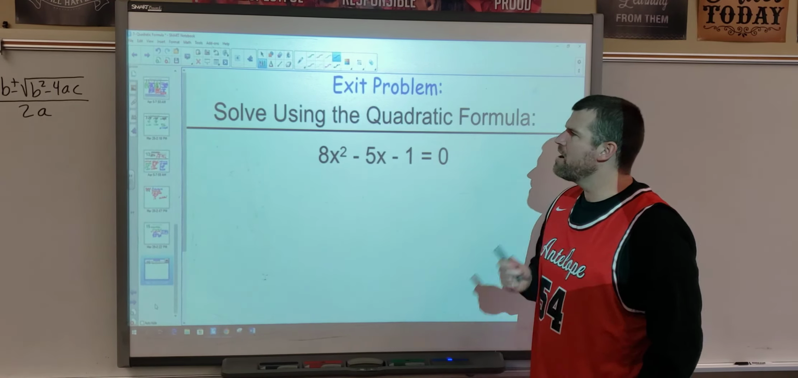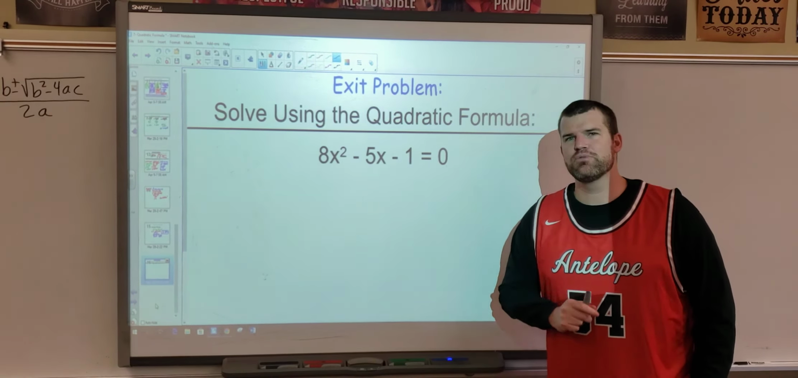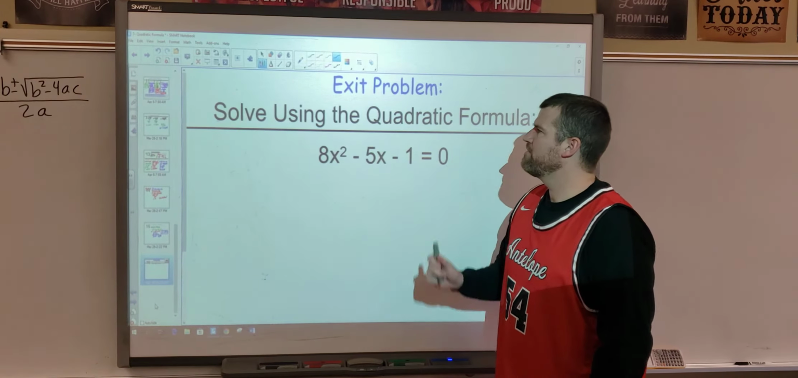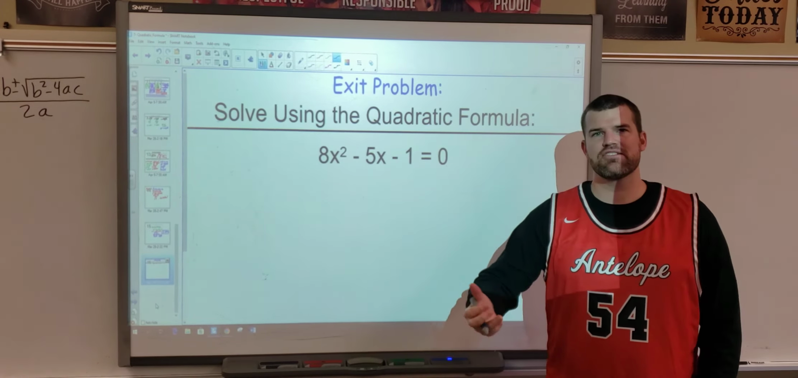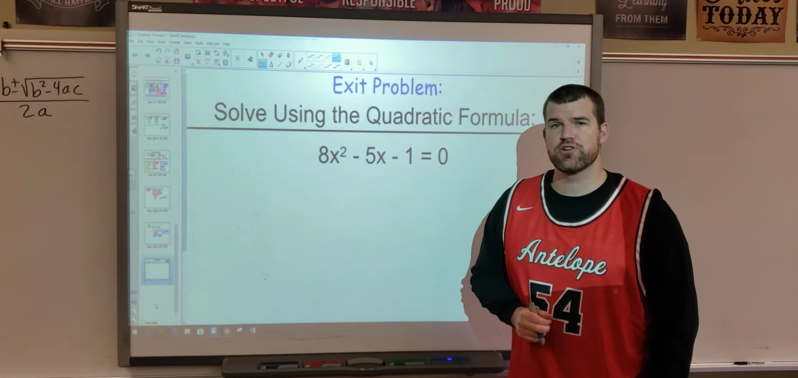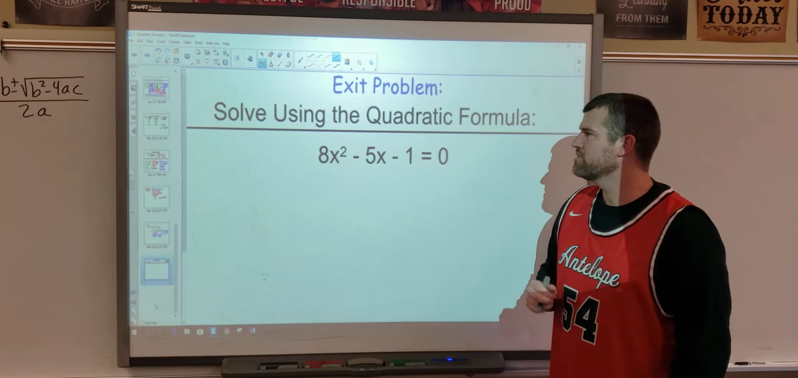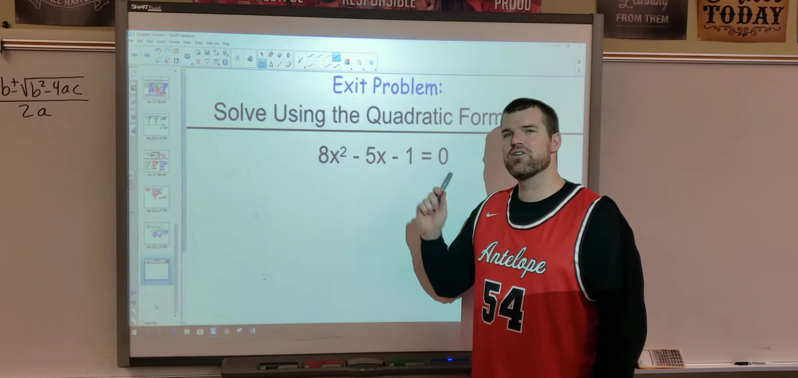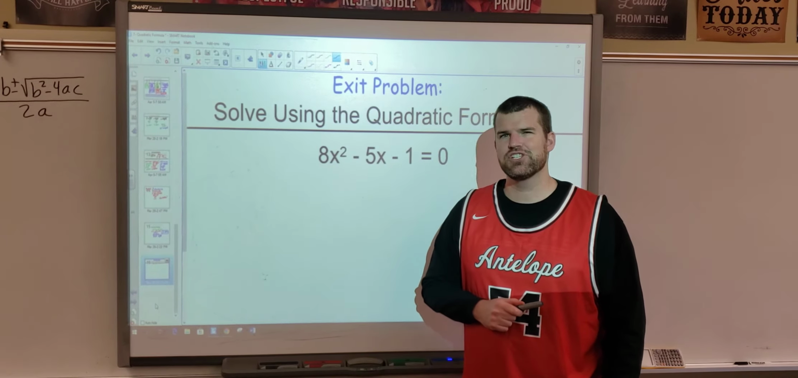All right, now we're to the last problem of the day. Told you it would be much shorter today. We have our exit problem, just another chance for you to see how you're doing with the quadratic formula. So go ahead and take out your piece of scratch paper and try this problem. Let's see what you get.